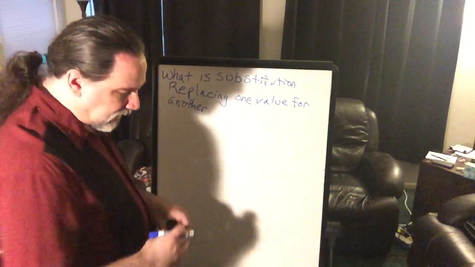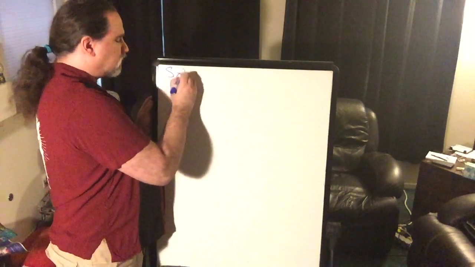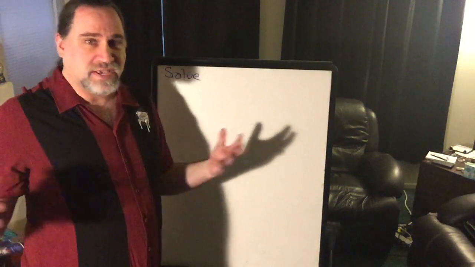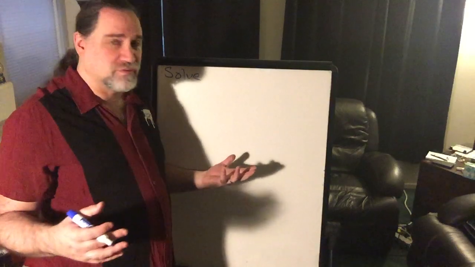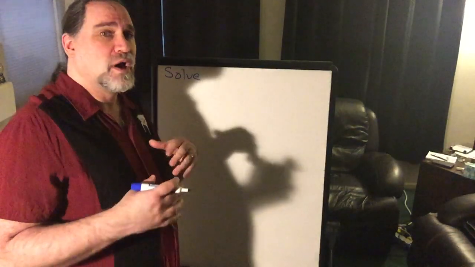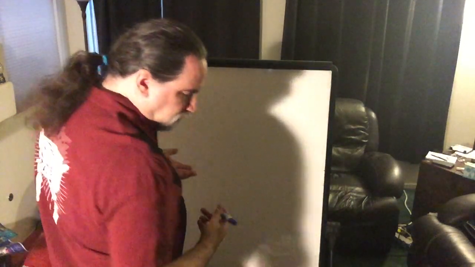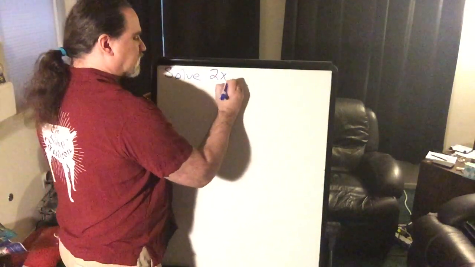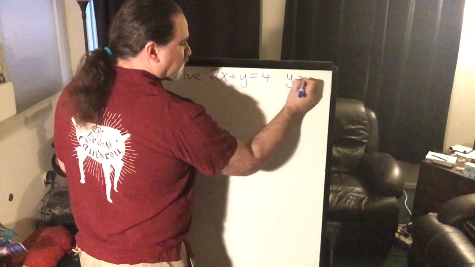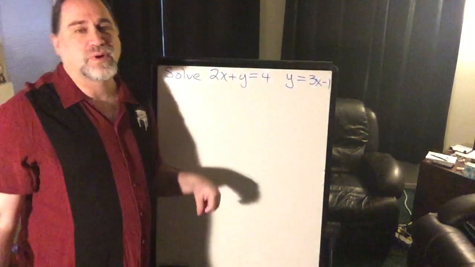So let's take a look at what we're talking about. They'll just give you a solve, nothing tricky or elaborate. Sometimes they'll say solve the system, sometimes they'll say find the solution of the given system. There are lots of ways to ask the same question, but really what we're trying to figure out is where do they intersect? And we've got two equations: 2x plus y equals 4, and y equals 3x minus 1.